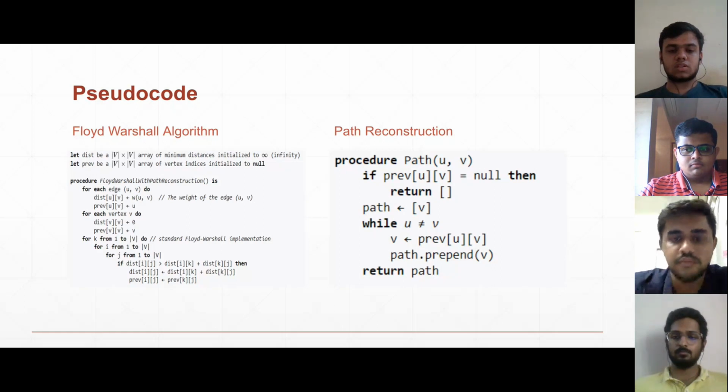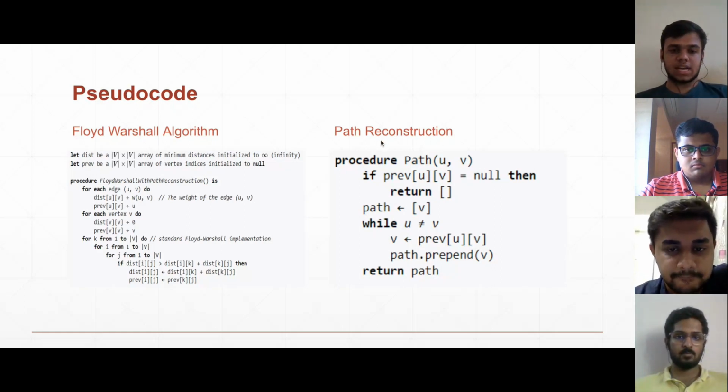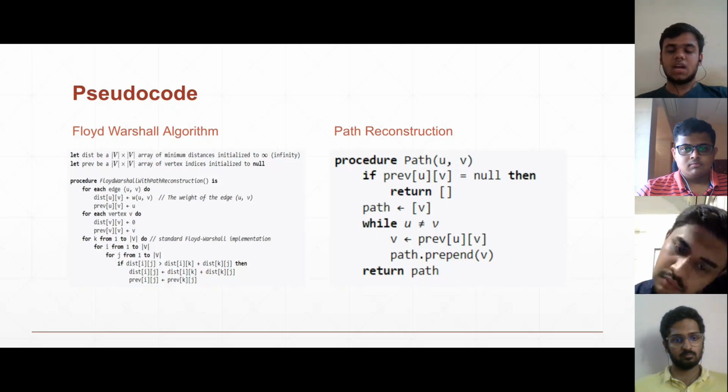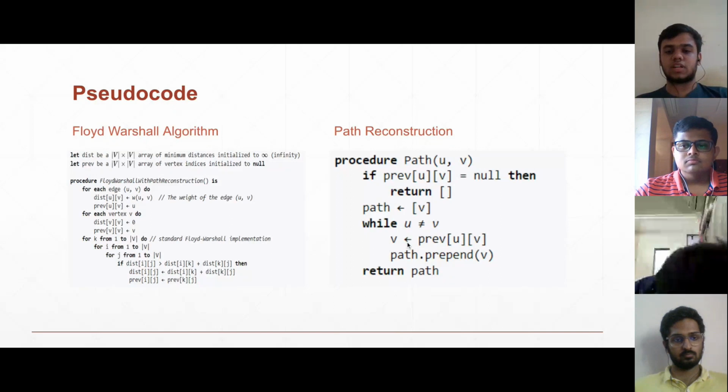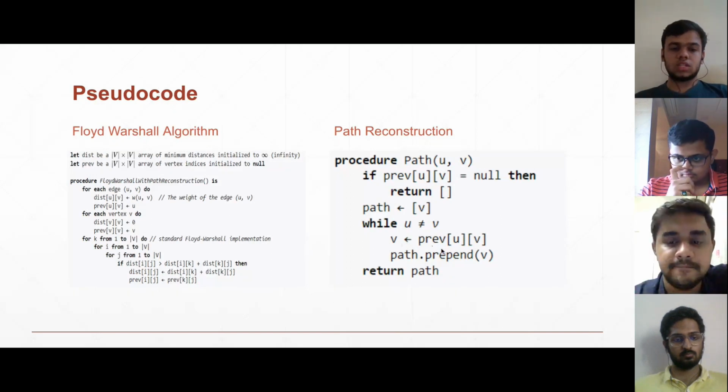Now let's move on to the algorithm on the right, which is useful for path reconstruction. Basically we are constructing the path in the backwards direction. The path reconstruction algorithm takes two parameters, the starting vertex and the ending vertex, and we traverse the pre matrix which was created by the Floyd-Warshall algorithm, and we append all the vertices into a path which stores the actual path from vertex u to vertex v. So this was all about the algorithms.